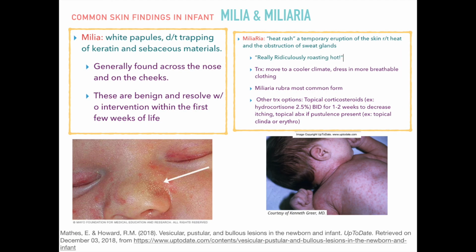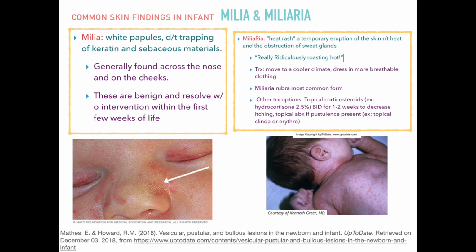All right, so we are leaving musculoskeletal and heading into common skin findings that we'll see in infants. There's something called milia, which are these white little papules due to trapping of keratin or sebaceous materials, and there's a good picture there for you. Generally found across the nose and or on the cheeks. They're benign, they resolve without any intervention, usually within the first few weeks of life. And then this, on the other side, on the right-hand side here, is miliaria.